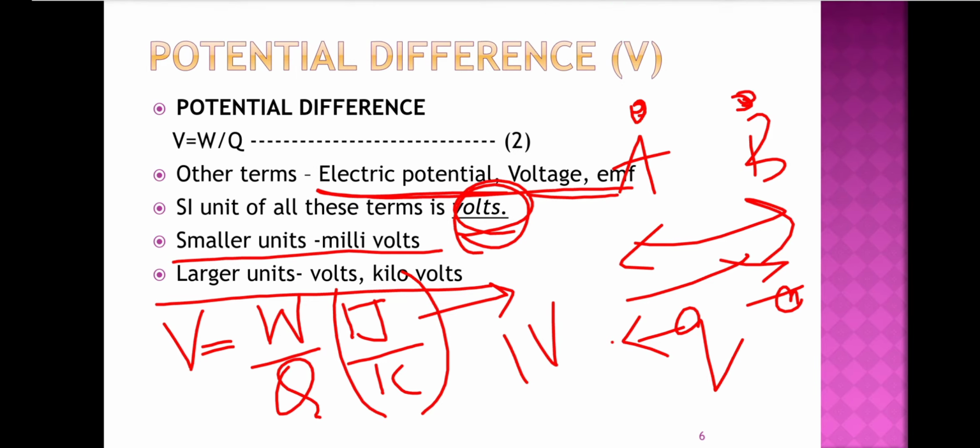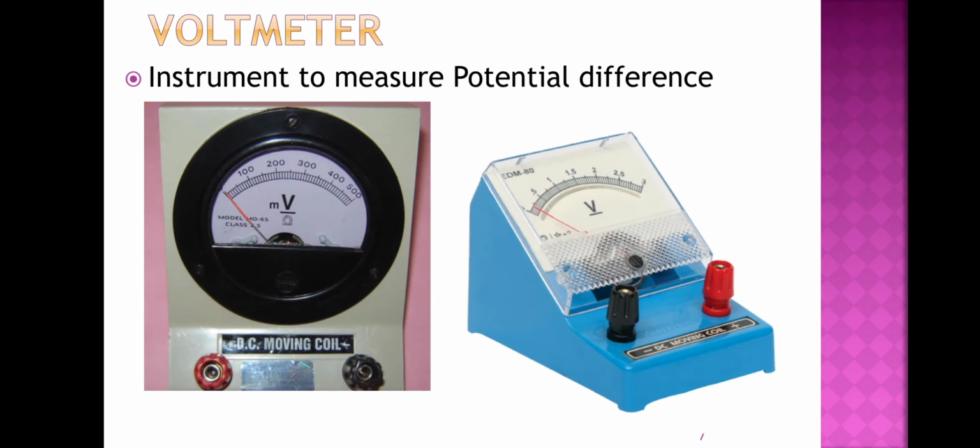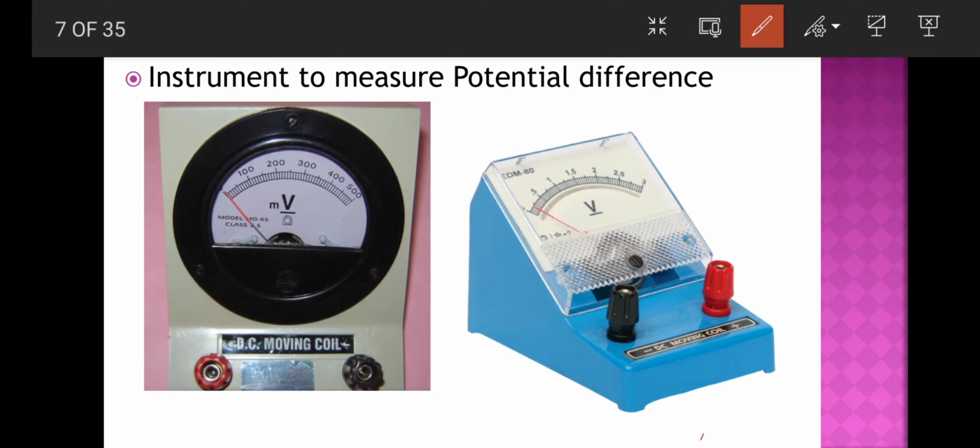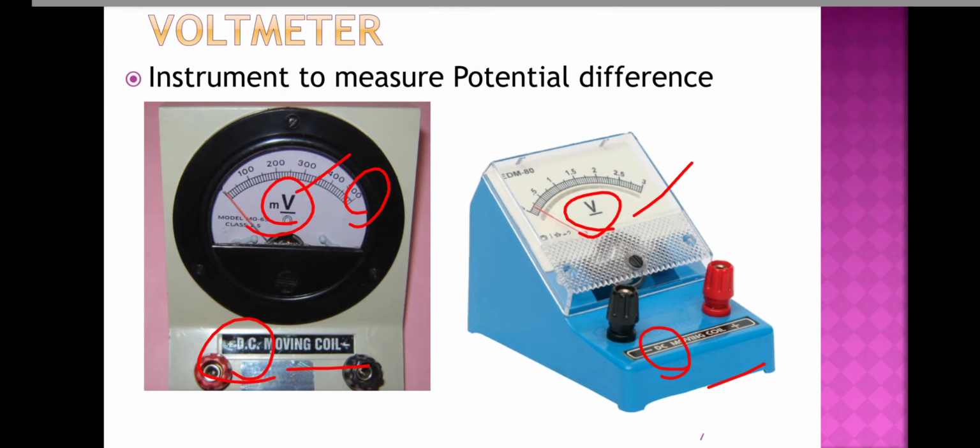Fine. So now we will move on to the instrument voltmeter. What is the instrument used to measure potential difference or voltage? We call it a voltmeter. Here we have a millivoltmeter having a range of 0 to 500 millivolts, and here we have another voltmeter. These two voltmeters are used to measure DC voltage. That's why you can see here the moving coil is DC. It's a DC voltmeter.